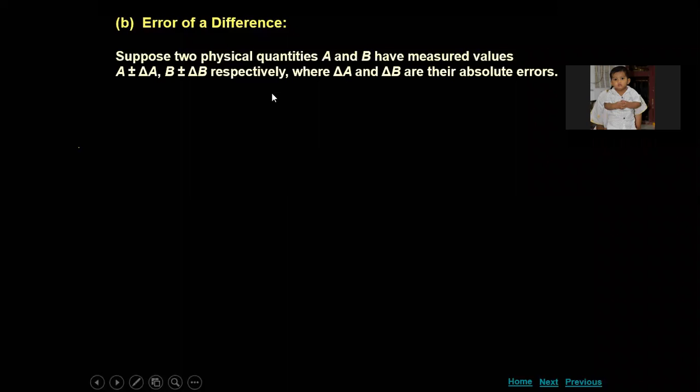Now, we'll take the same example. If we have two measurements A and B, and their measured values, we'll take it as A plus or minus delta A, B plus or minus delta B, where delta A and delta B are absolute errors in these two measurements. Same way we will take. Now what we take? Z. Z is here the subtraction of these two things. Before that we had taken it as addition. Here I am taking Z as a subtraction.